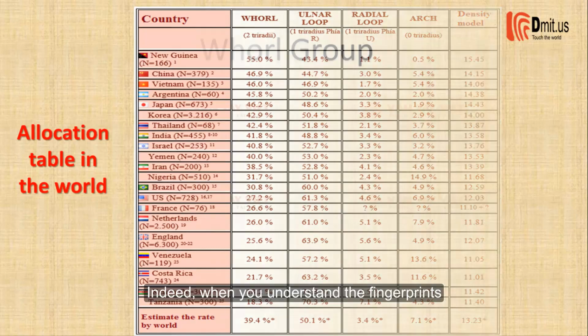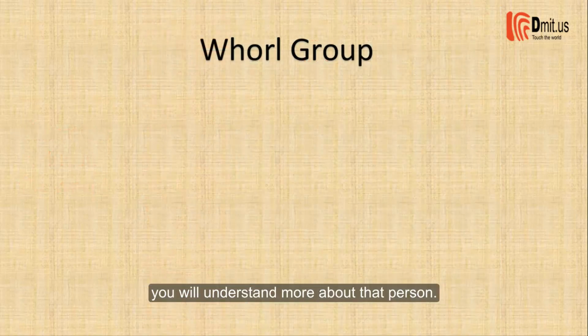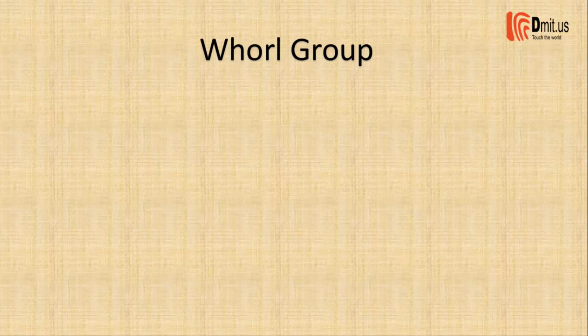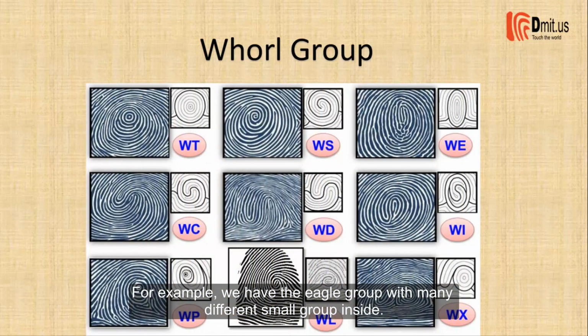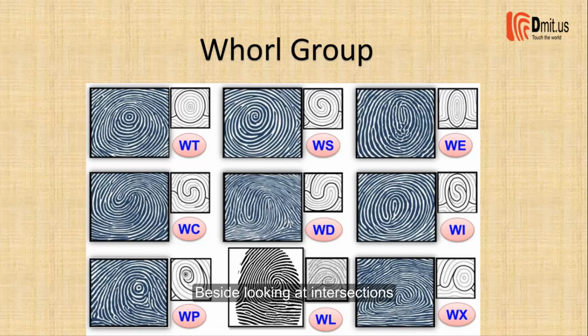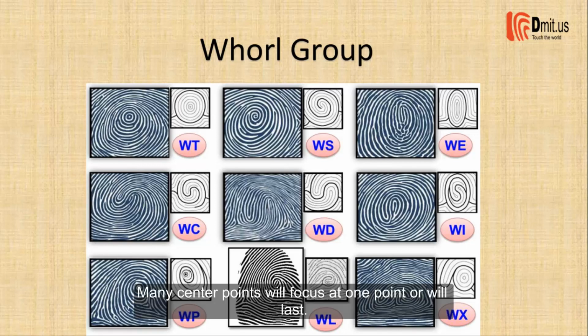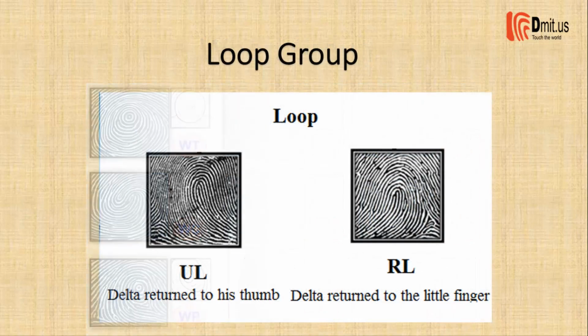Indeed, when you understand the fingerprints, you will understand more about that person. For example, we have the eagle group with many different small groups inside. Besides looking at intersections, you should look at their center points. They may have many center points inside. Many center points will focus at one point or will last. So each of these fingerprints will represent a different personality.